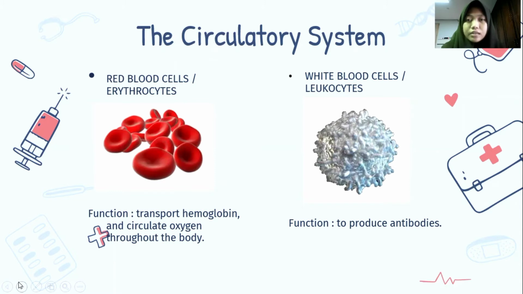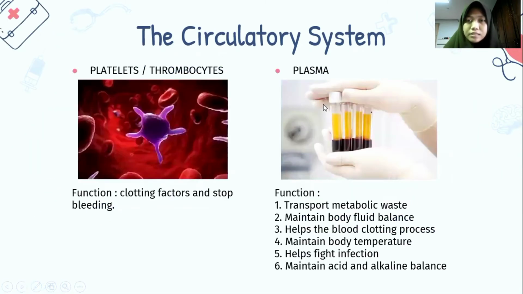Third, there are leukocytes or white blood cells. Leukocytes are vital to the immune system. They protect the body against disease by destroying germs and other particles that don't belong in the bloodstream. The function of leukocytes is to produce antibodies.